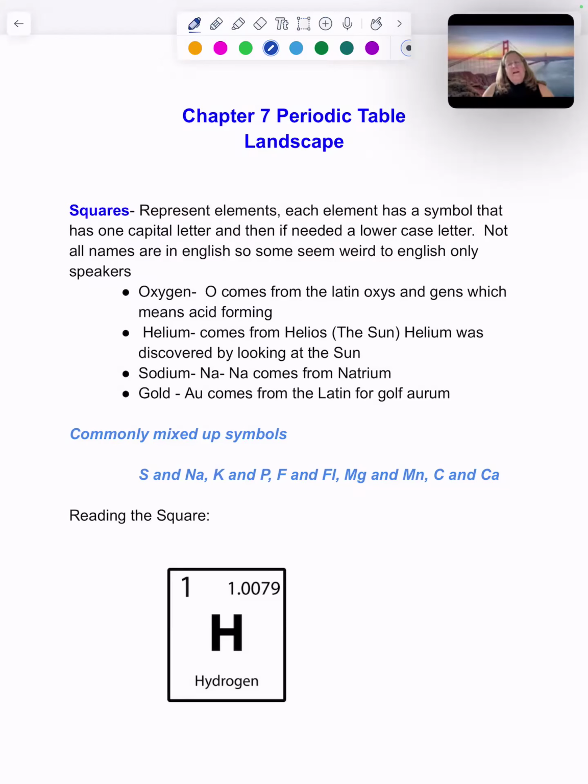Welcome back to Elements of Chemistry tutorials. We're still in chapter 7 talking about the periodic table, and today we're going to talk about the landscape of the table. What makes up the actual periodic table? First of all, it's a table of squares.